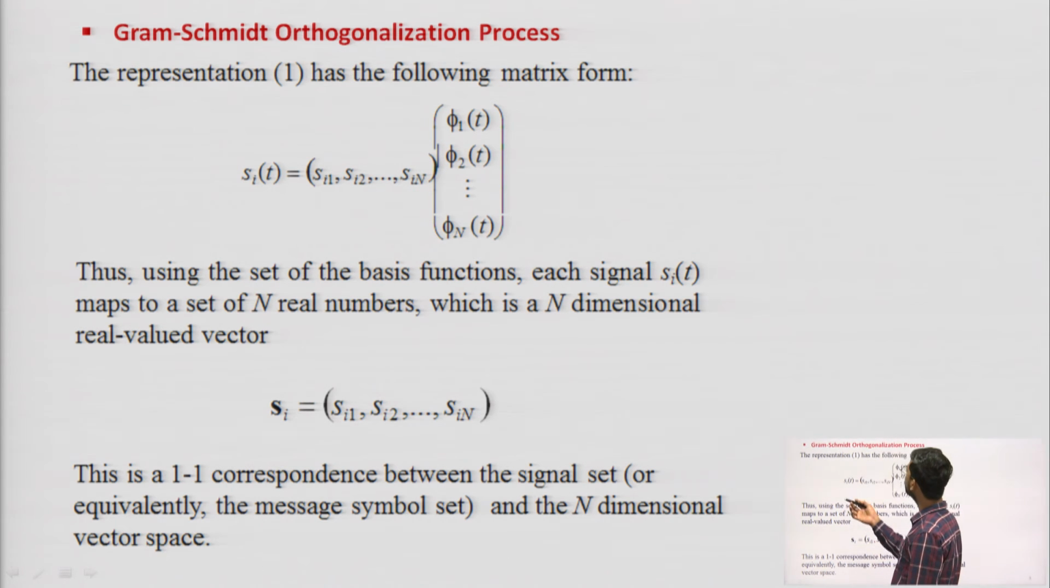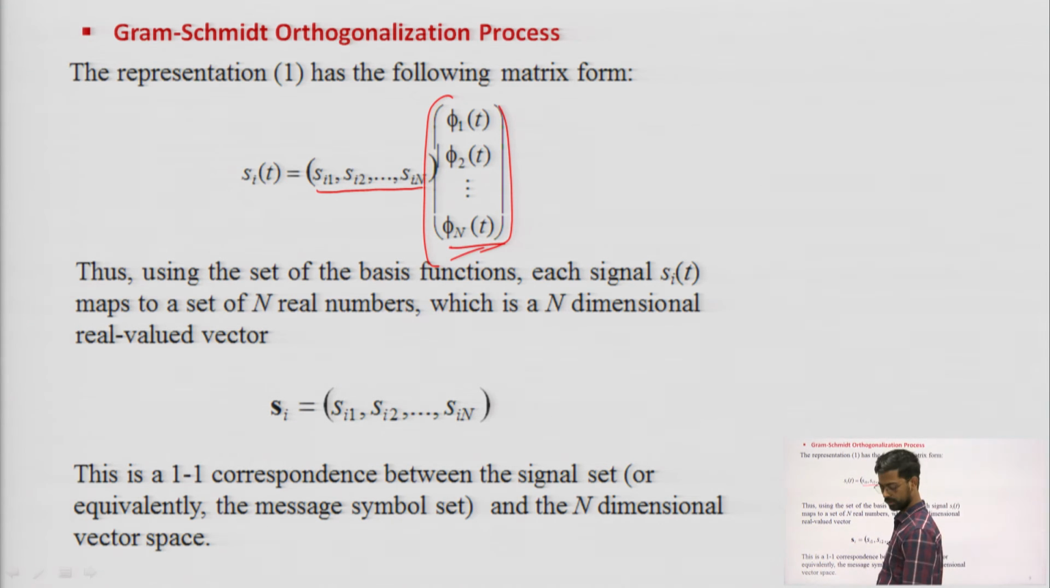So, the previous equation can be represented in the matrix form as Si t equal to Si1, Si2 up to Sin, multiplied by the column vector phi 1 t up to phi n t. Thus, using the set of basis functions, each signal Si t maps to a set of n real numbers, which is an n dimensional real valued vector.